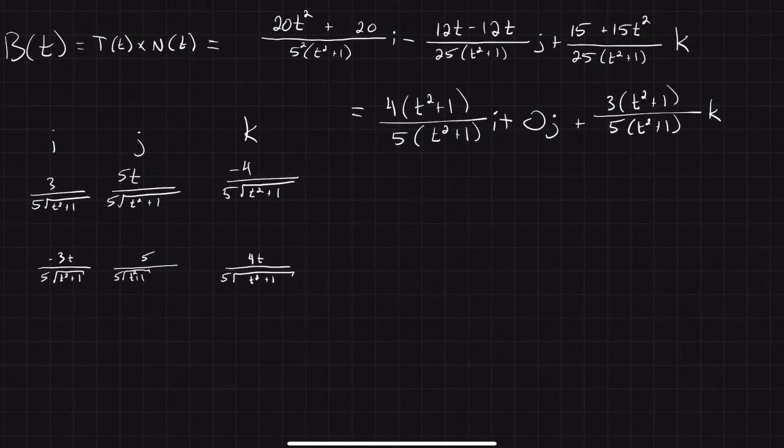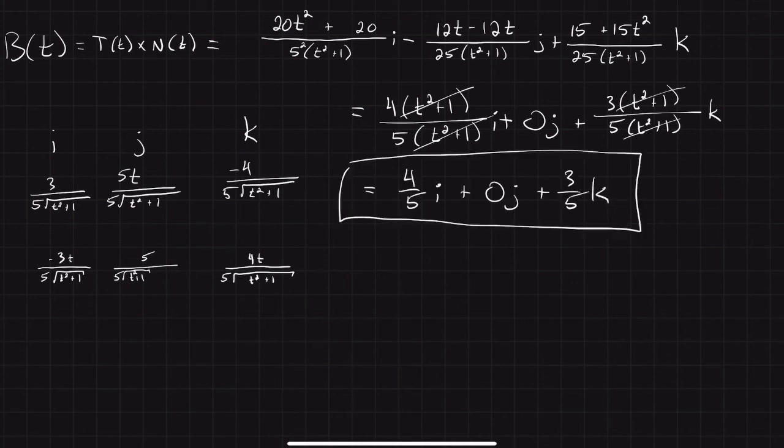And then for the k, factor out a 15, and then the 5 inside of that 15 cancels with a 5 inside of the 25. We can further reduce this. t squared plus 1 over t squared plus 1, those cancel out. So the final reduced answer for this would be 4/5 i plus 0j plus 3/5 k.